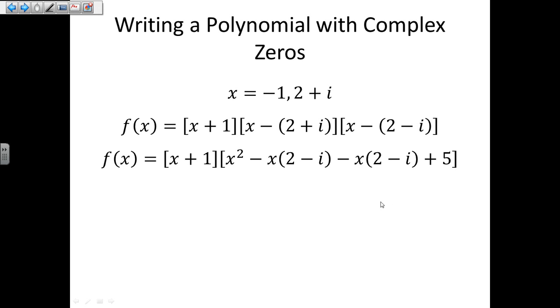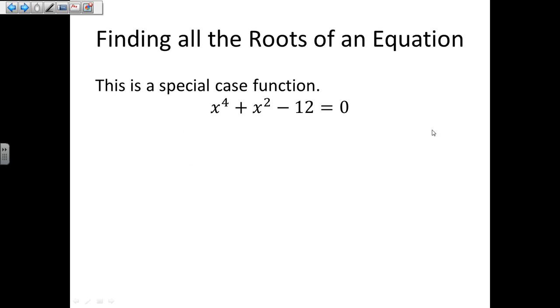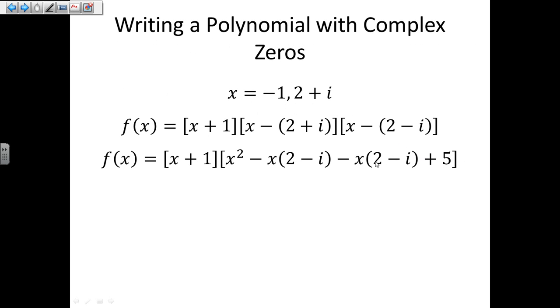So I like to start by multiplying my complex factors together. So I FOILed these last 2. But as I multiply things out and combine like terms, these imaginary numbers are going to cancel out.